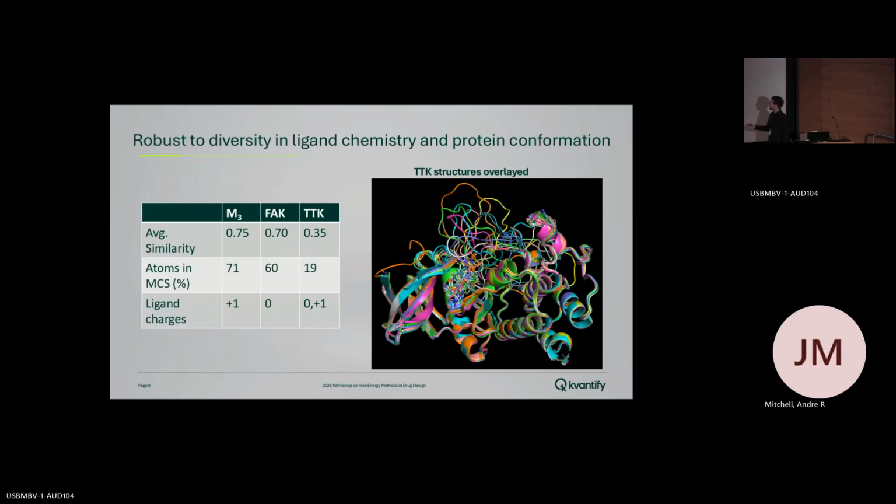Some more insights. These are all the TTK structures overlaid, aligned, and you can see that particularly there's a loop structure up here that for some of the systems is very close to the binding site, for others it's very far away. But our approach still enables us to rank these ligands based on their residence times. And the ligands are actually also very different. We have different charges for the ligands for TTK. The percentage of atoms in the maximum common substructure is only 19%, so they are basically not similar, while the others are. But in both cases, we are able to get a good correlation.